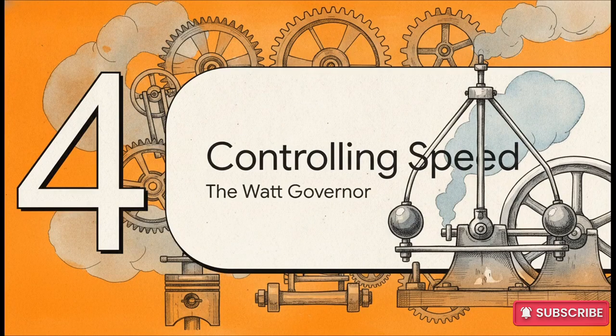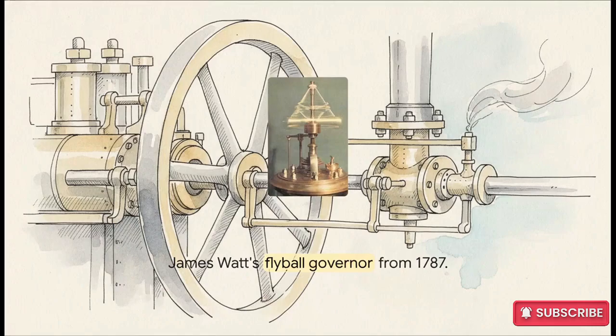Part 4. Controlling speed. The governor. Just think about this beautifully simple, absolutely ingenious mechanism. This is the classical brass flyball governor, implemented by James Watt back in 1787. The central spindle is directly connected to the shaft of the engine. As the engine speeds up, centrifugal force takes over and pushes those heavy brass flyballs upward and outward. Through a brilliant series of mechanical arms, this upward movement physically closes the throttle valve, reducing the steam input and automatically slowing the engine down. It's essentially an early mechanical cruise control.